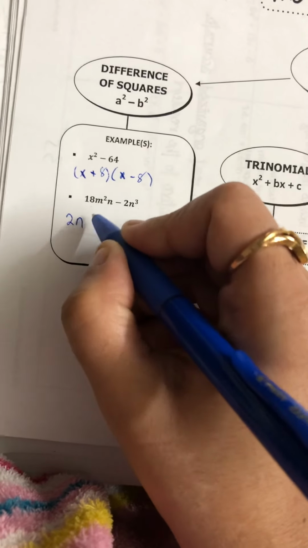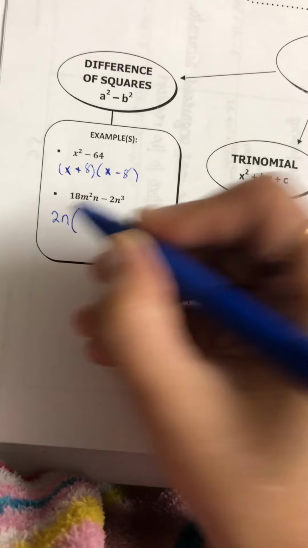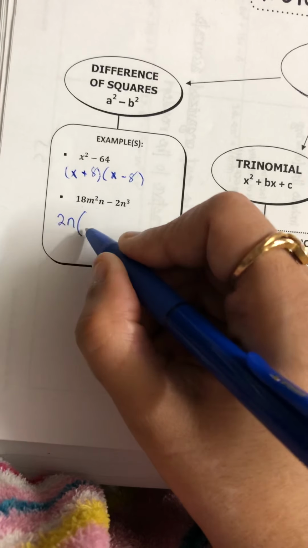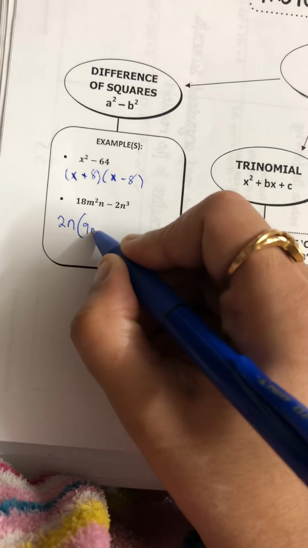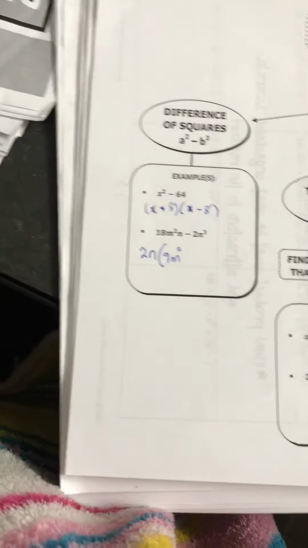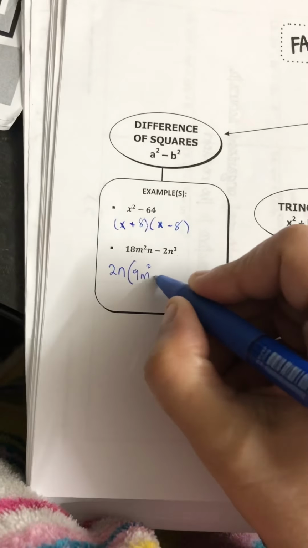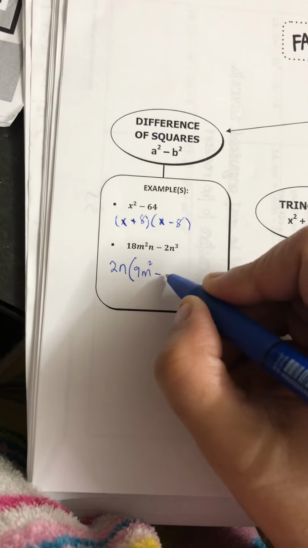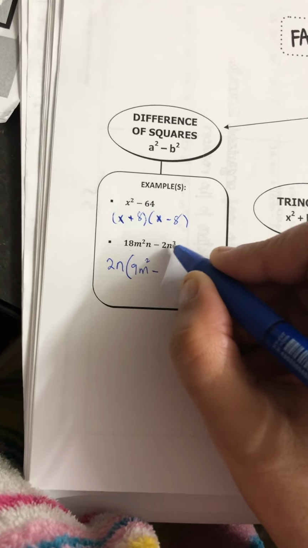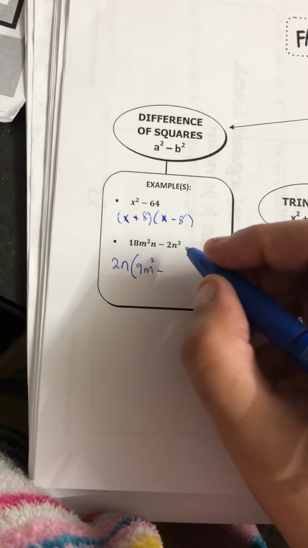So I'm taking 2n. 18 divided by 2n gives me 9, m squared comes as is. n divided by n is 1, so we don't have to actually write it. Minus 2 divided by 2 is 1, I don't have to actually write 1, because then we have n cubed divided by n.